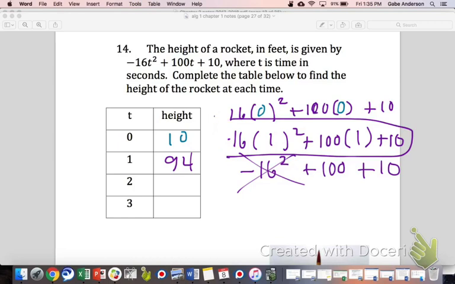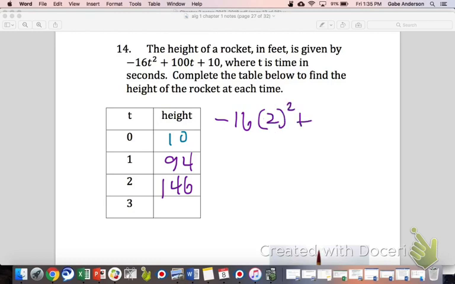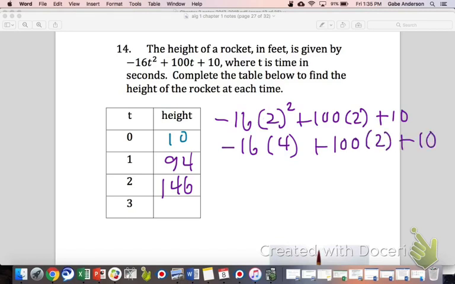Okay, keep rolling here. When you plugged in a 2, DJ, did you do that one yet? What'd you get for an answer? 146. 146? What do you guys think of that answer? I think that's correct. Let's check it. Negative 16, parentheses, 2 squared, plus 100 times 2 plus 10. Order of operations tells us to go negative 16 times 4, plus 100 times 2 plus 10. So that would be negative 64 plus 200 plus 10. I'm getting 146 as well when I get those added up. DJ, that was good work. Any questions on what DJ did there?